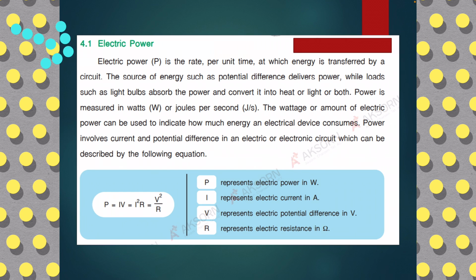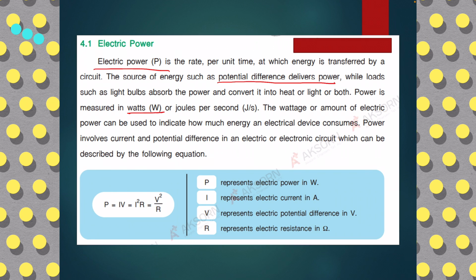And here, you're going also to get the electric power generated when using these appliances. So when you say electric power, it is the rate per unit time at which energy is transferred by a circuit. So the source of energy, as what you all know, is what we call the potential difference. Now the potential difference delivers power, while loads, such as light bulbs, absorb the power and then later on they convert it to light or heat, or actually both.